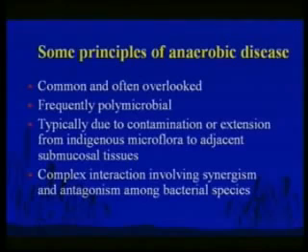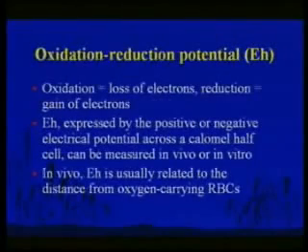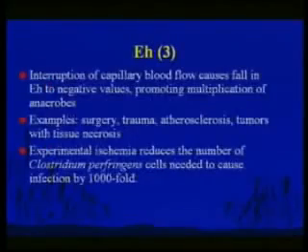Some principles of anaerobic infection: these are common, often overlooked, often polymicrobial, and defy Koch's postulates. They involve lots of different bacteria, typically from contamination or extension from your own flora. And there's a complicated interaction involving synergism and antagonism among species. The next 3 slides go over the oxidation reduction potential, which you've had, correct?